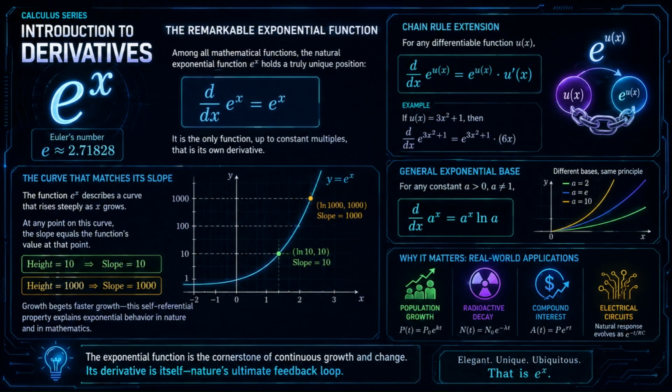and compound interest. More generally, the derivative of e to the power u of x, where u is a function of x, follows from the chain rule. It equals e to the u of x times u prime of x. And for the general exponential base a to the x, where a is any positive real number not equal to 1, the derivative is a to the x times the natural logarithm of a. These results make the exponential family among the most tractable in all of analysis.